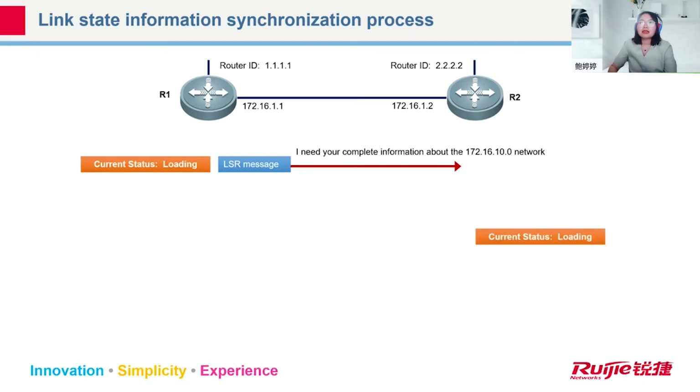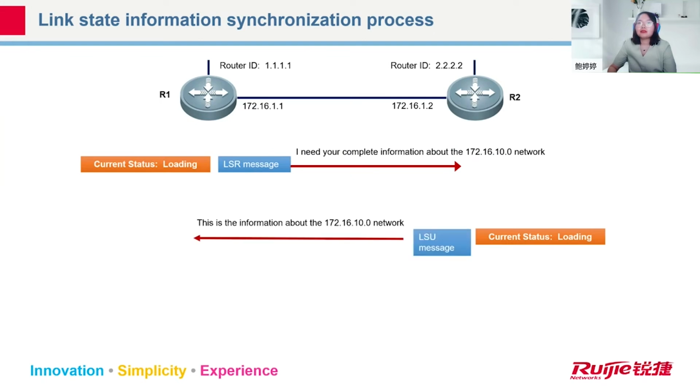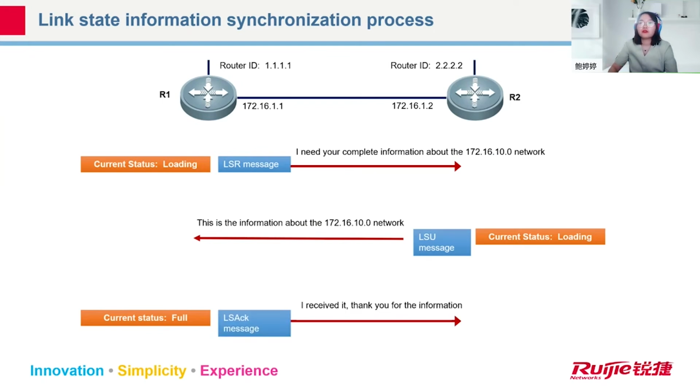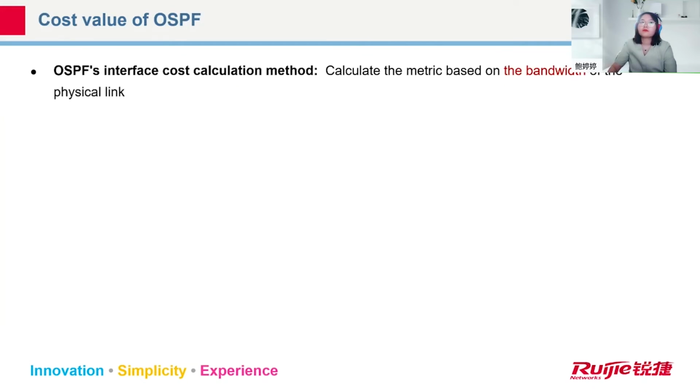172.116.10.0. And then router 2 will give a reply. Please show me the detailed information. Also, the status will be different, will become loading. And if in the two routers, router 1 and router 2, the information is saved and the database is full, the status will become full. Finally, I also will give the acknowledgement to you. I already received your LSU packets and I can get all the information. So this is the process of how to build the LSDB.